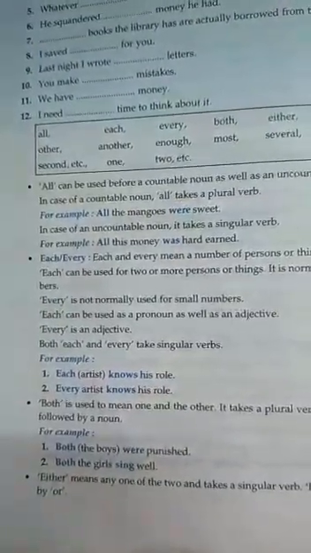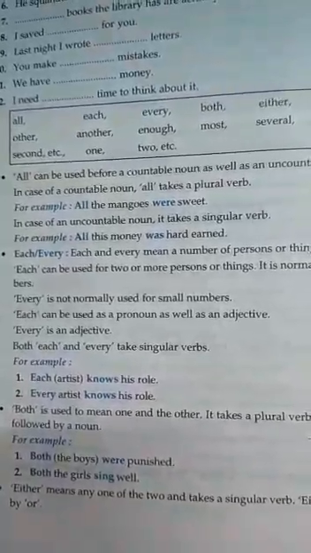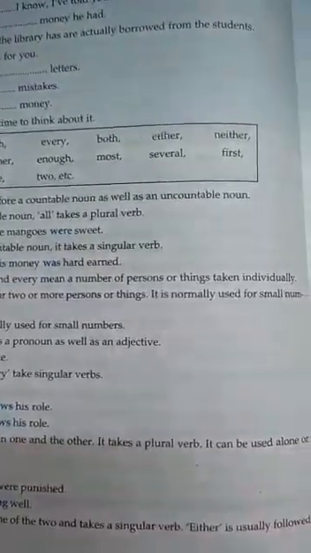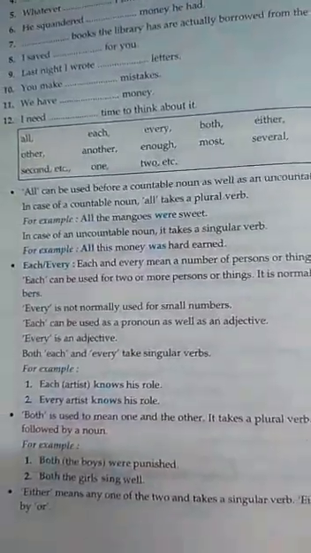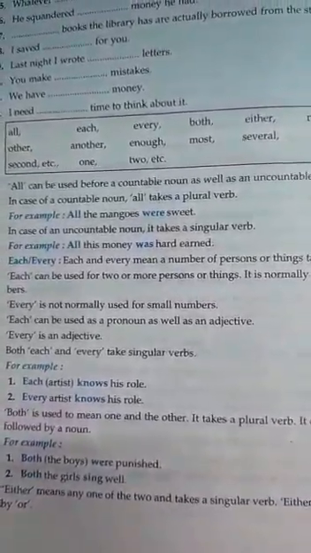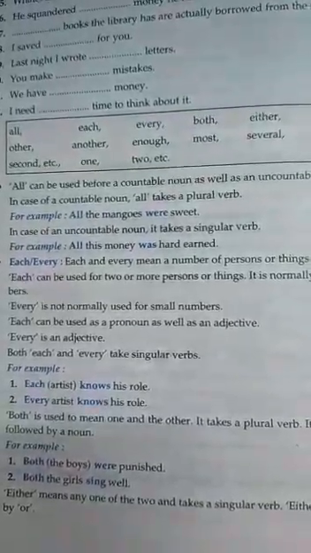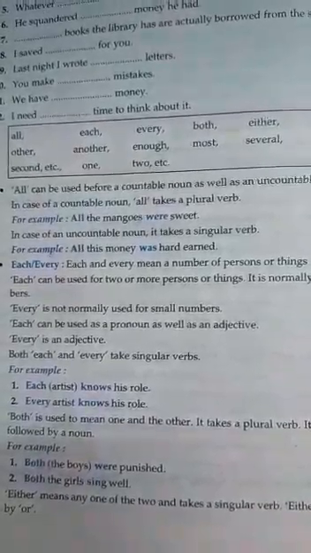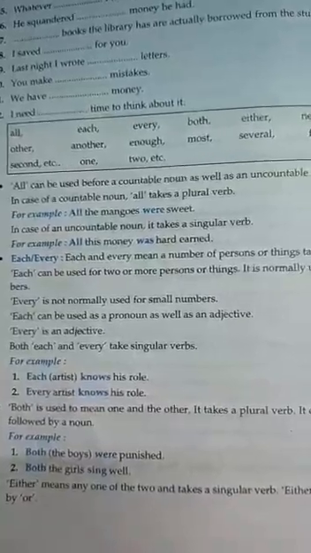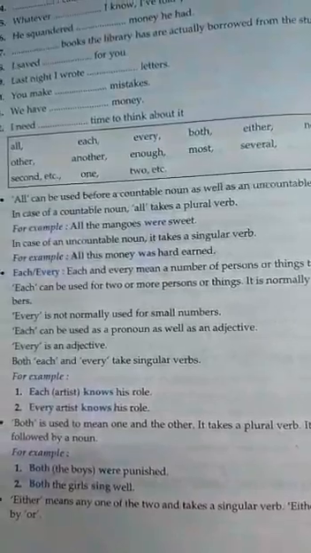Next kind of other determiner is both, and both is used to mean one and the other. It takes a plural verb and it can be used alone or followed by a noun. For example, both were punished. Now here we are talking about the boys, that both the boys were punished. Both the girls sing well. So we have taken the plural verb here, and in both the cases both is used.